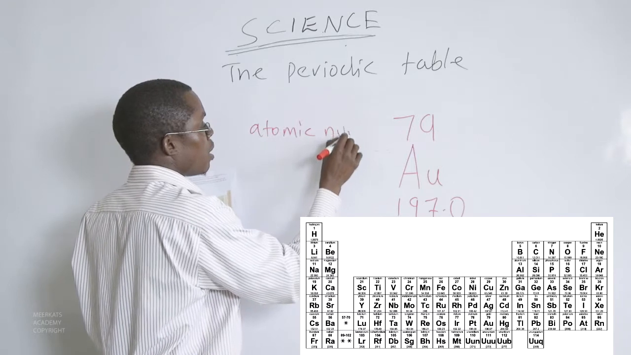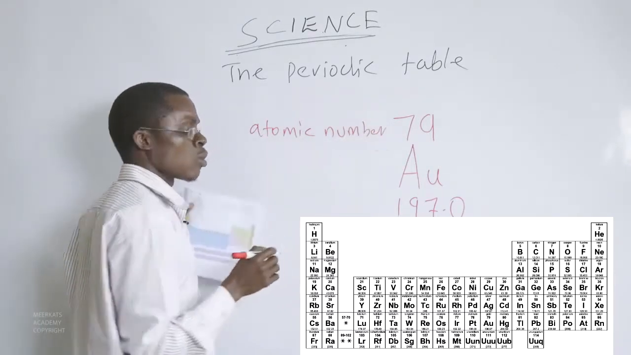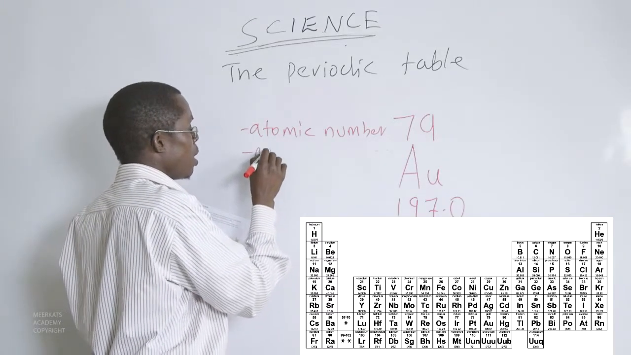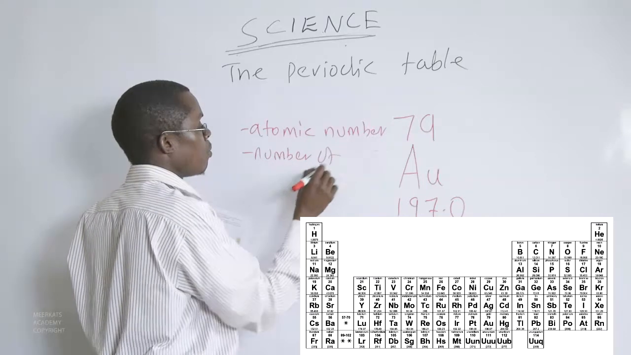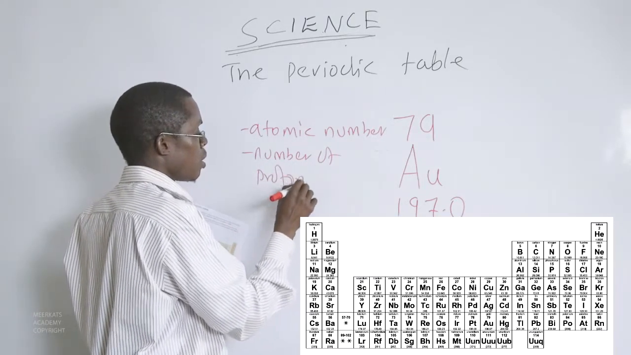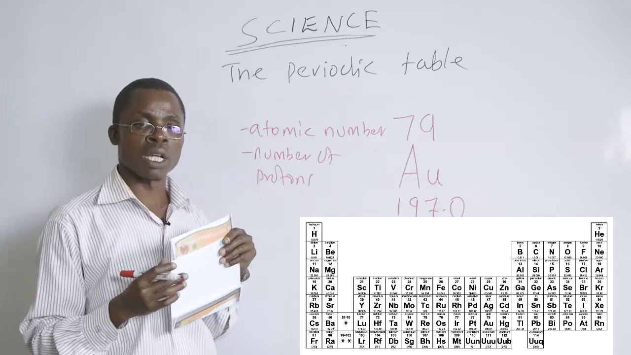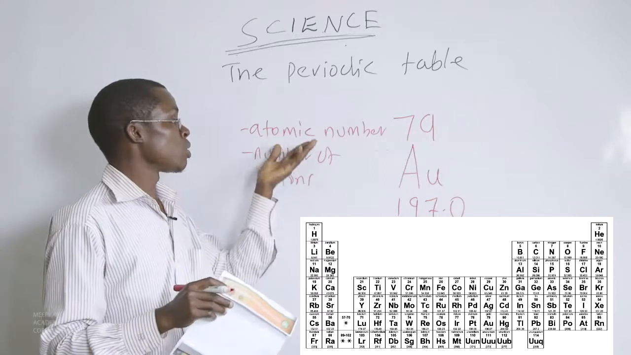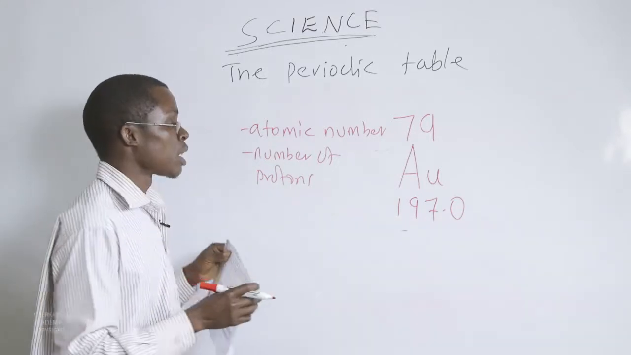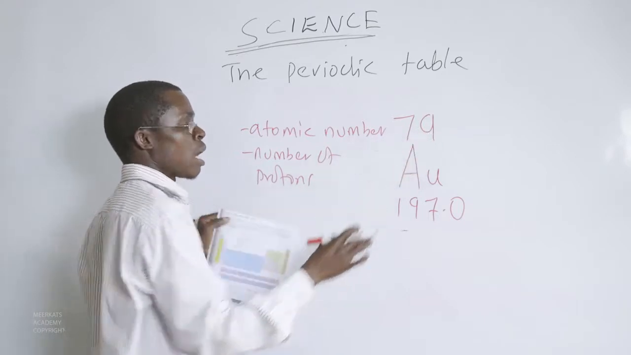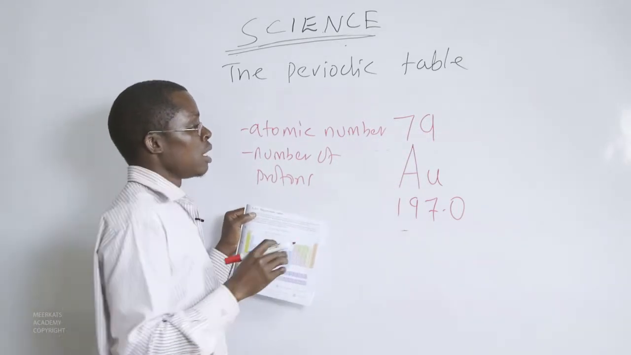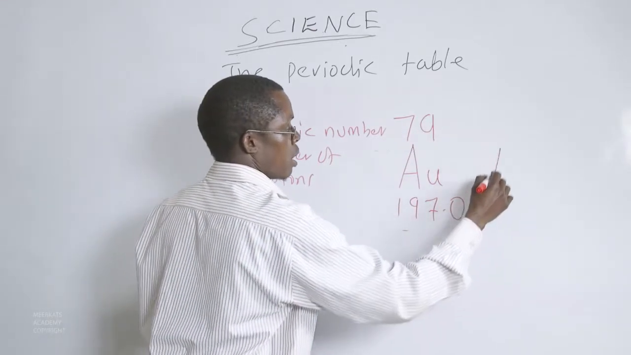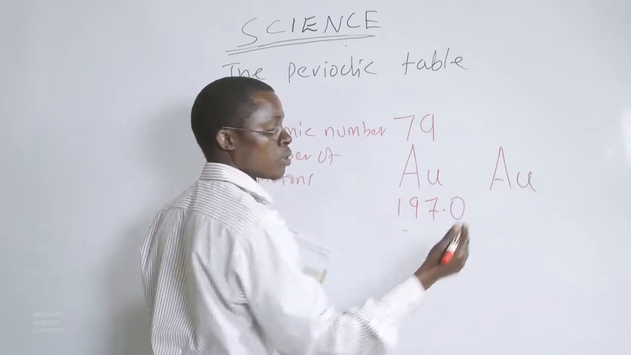Atomic number. What is atomic number? Atomic number is the same as number of protons. Number of protons in the nucleus. So when you are talking about number of protons, in one way or another, you are just talking about the atomic number, which is written on top here. In some periodic tables, you will find that these numbers are not written in this format, we need also to know this.